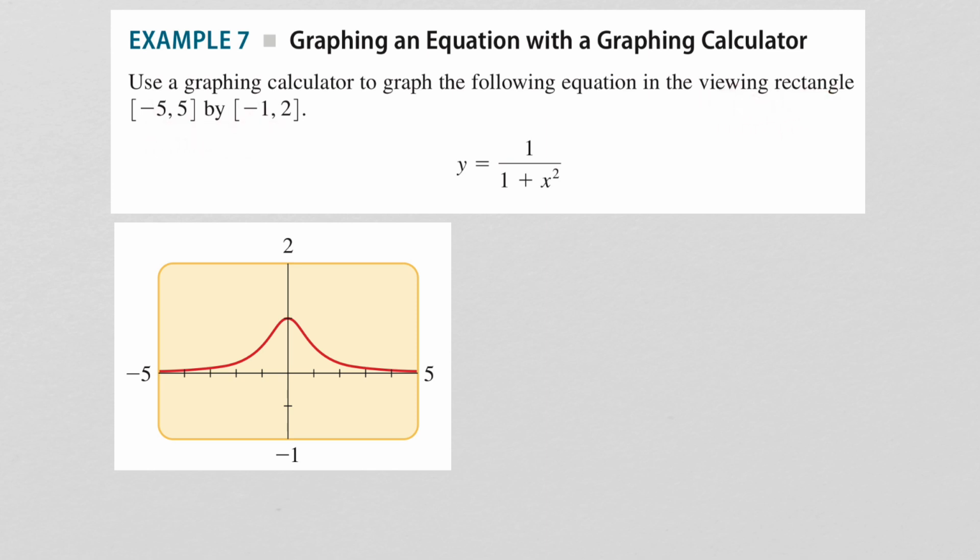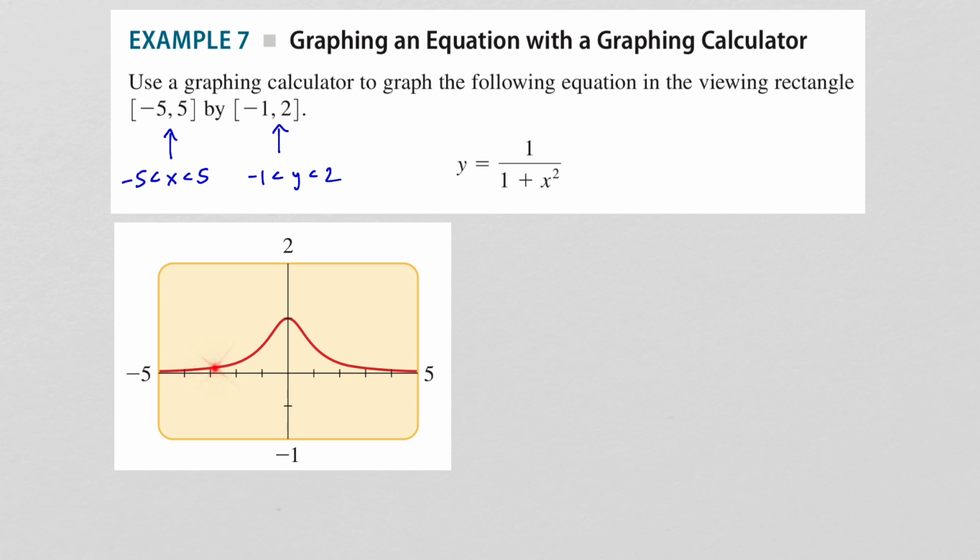Now, what does the viewing rectangle mean? Well, what it means when you say negative 5, comma 5 is it means that the x coordinate is going to be between negative 5 and 5. And then the second one, negative 1, comma 2, means that the y coordinate will be between negative 1 and 2.